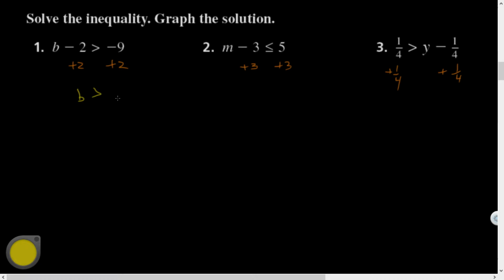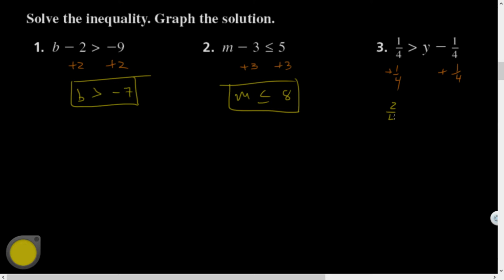Negative 9 plus 2 is negative 7. Answered. Bam. Over here, M, the 3's cancel out, less than or equal, still less than or equal. Adding the same thing to both sides isn't going to change that. 5 plus 3 is ocho, like socho. And let's see over here, add a quarter to both sides. Ooh, a quarter plus a quarter is 2 quarters. We'll be able to reduce that. These ones canceled out. I get y by itself. It's still a greater than sign.